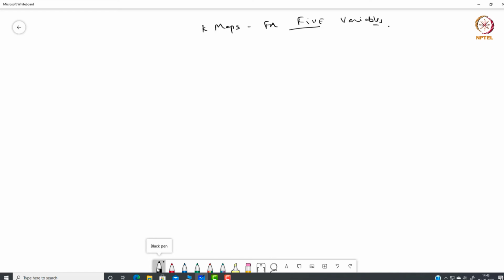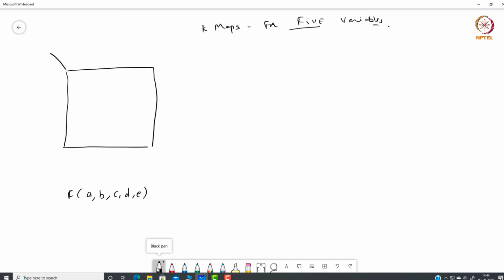There are multiple ways, because it sometimes becomes tricky how to draw it. So I will now give you multiple methods where we can try to use K-maps with 5 variables. So let us say the 5 variables are A, B, C, D and E. So these are the 5 variables. How can we draw with these 5 variables?